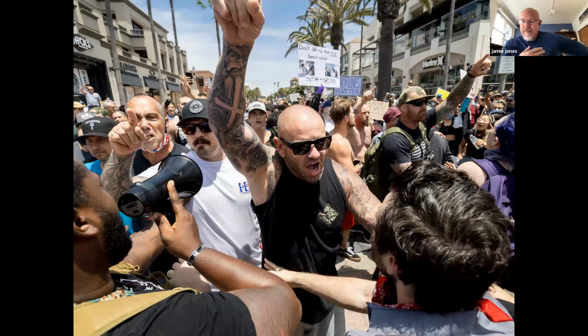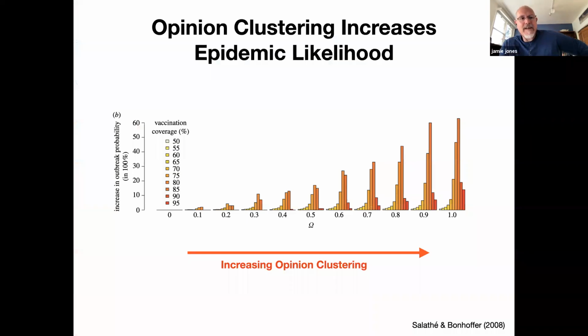So rather than a threshold being around 20%, as with the heterogeneity model, it's possible it's more like 80 or 90%. This is not something that people throwing around the lowered herd immunity threshold talk about or maybe even know about. And here is a figure from Marcel and Sebastian Bonhoeffer's paper in 2008 that they call opinion clustering. I call it homophily.